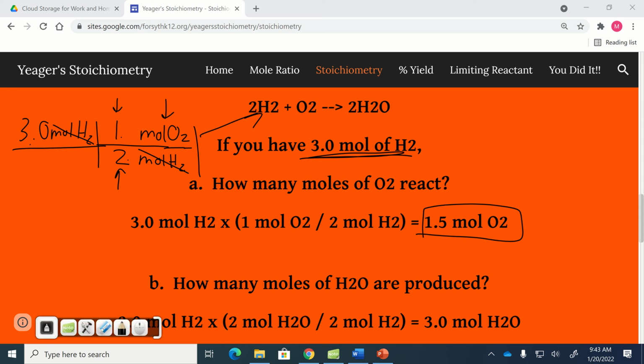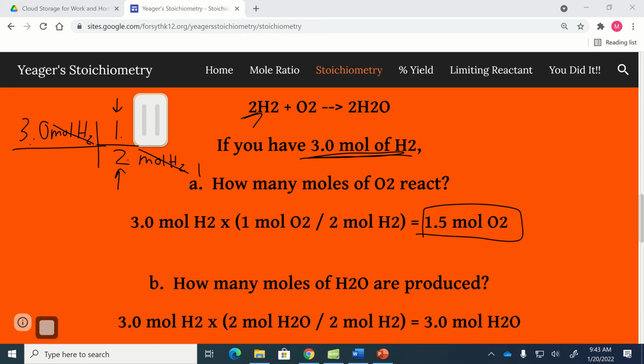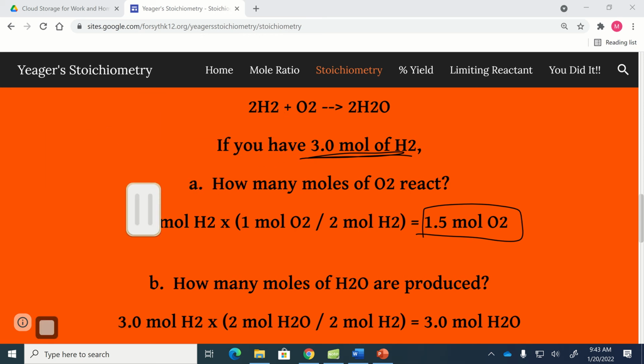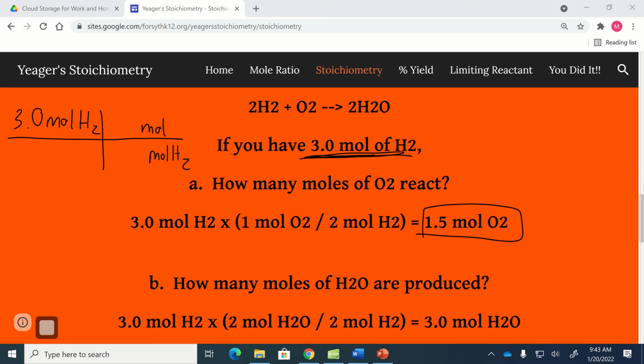So you can see my other example down here. I'll actually rewrite it up here again. In the bottom one, it says how many moles of H2O are produced. I'm still using my initial number, 3 moles of H2. Because I'm in the mole, I can change it to anything else. I'm going to go from the mole of H2, and I want to go to moles of H2O. I can only change compounds through the mole, nothing else.